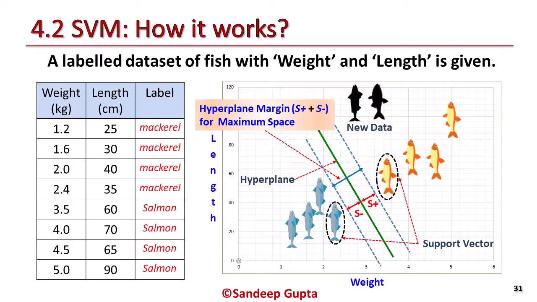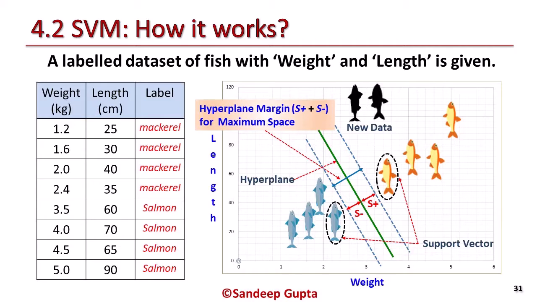We can see two groups separated by the green line. On the left side we have mackerels, and on the right-hand side, we have salmons. Here, it can be seen the green line has the maximum space that separates the two classes. In technical terms, we can say that the distance between the support vector and the hyperplane should be as far as possible. Support vectors are simply the coordinates of individual observations.